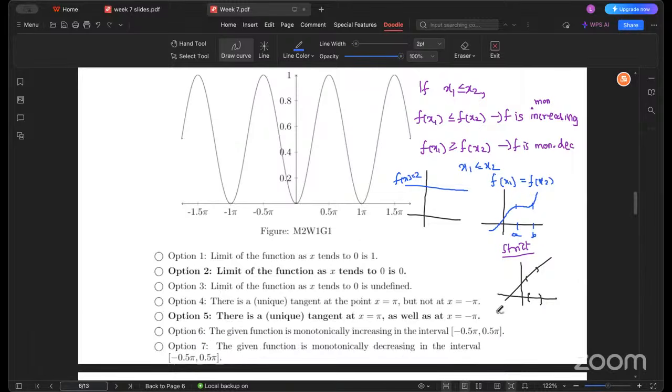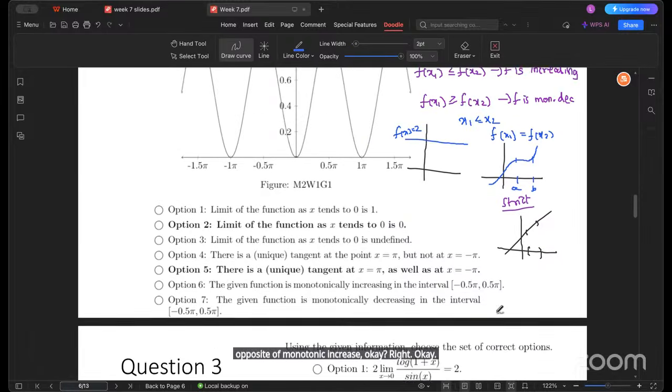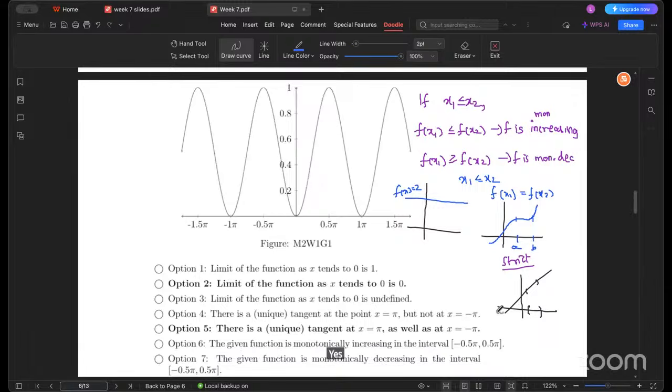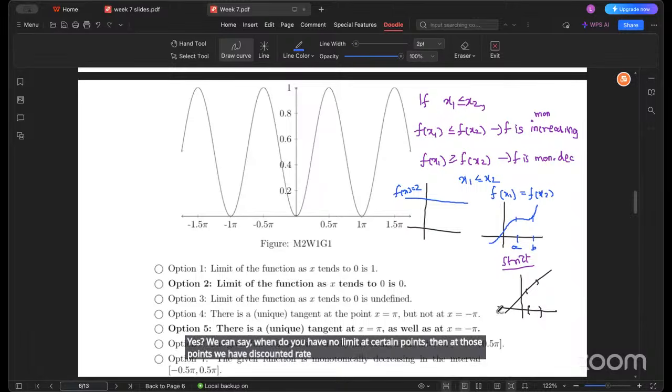Ma'am, are functions without limits discontinuous functions? Yes. We can say when you have no limit at certain points, then at those points we have discontinuity. I guess that is kind of the last topic of this week, so please hold on.